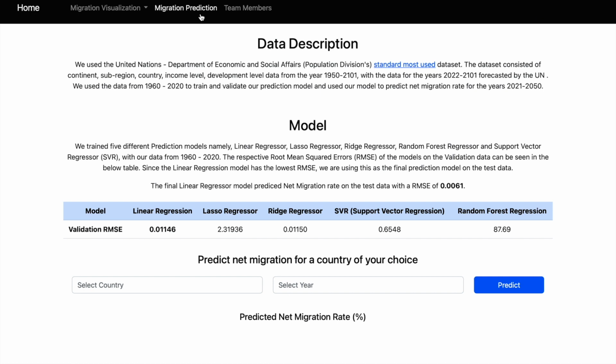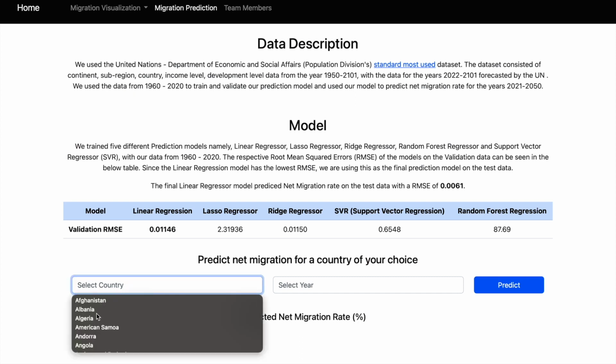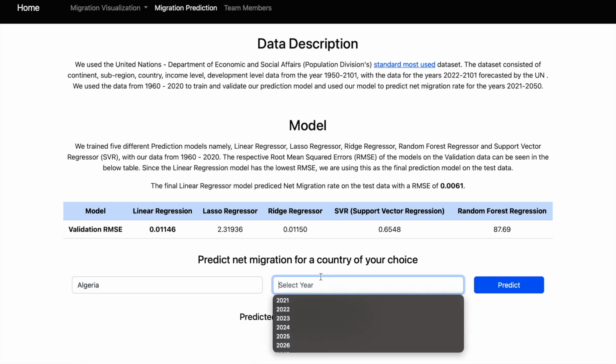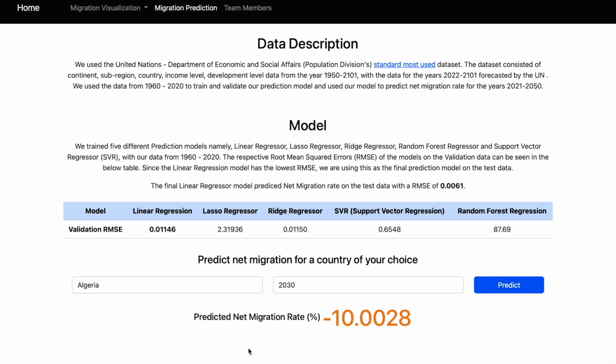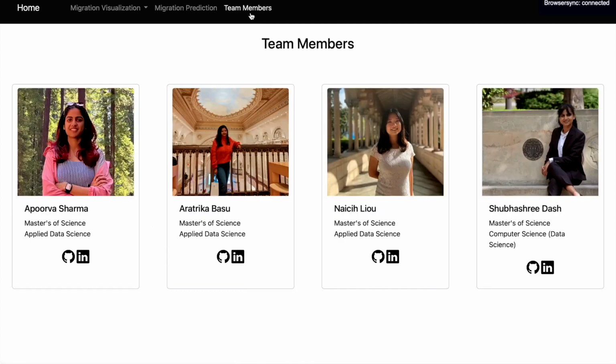This is our model, which has been built on the dataset that we explored and did the visualizations on. You can see if we select a country from here, for example, Algeria, and give a future year, for example, 2030, and ask our model to predict, it gives a predicted net migration rate, at an RMSE of 0.0061.